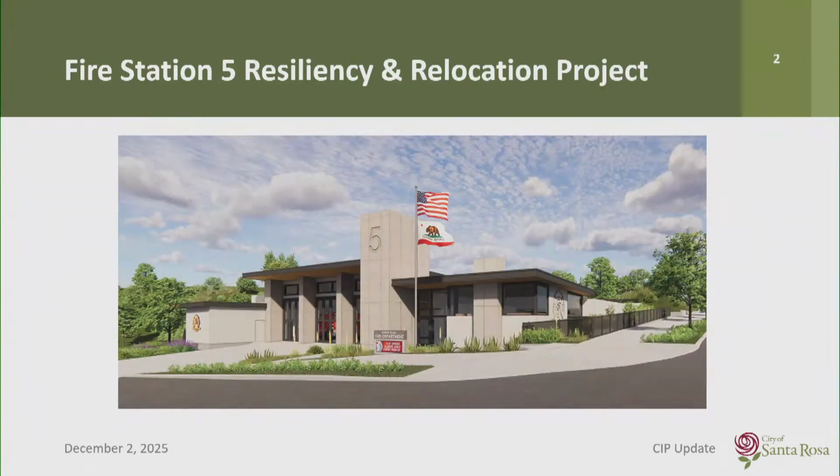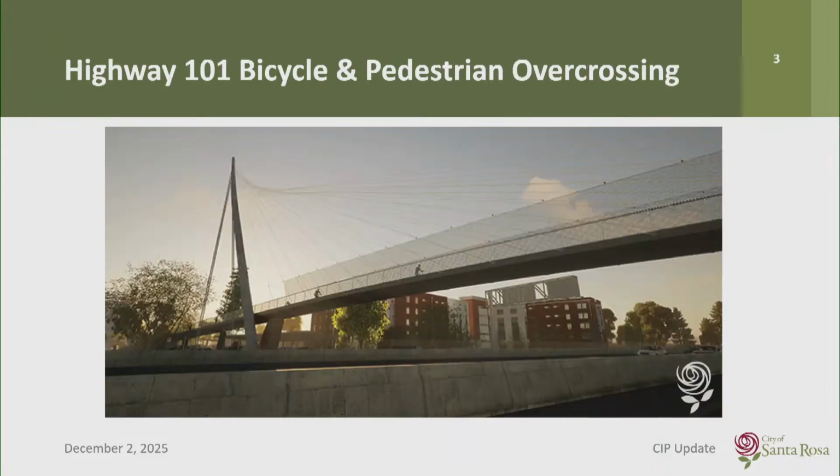Another big milestone is Fire Station 5. We are wrapping up work on this project, and we achieved temporary occupancy early November. We had a ribbon cutting in mid-November as well for this project. And then lastly, the Highway 101 bicycle and pedestrian overcrossing. This project, the construction contract has gone out for advertisement. It went out November 4th, and bids will open in 2 weeks on December 16th.